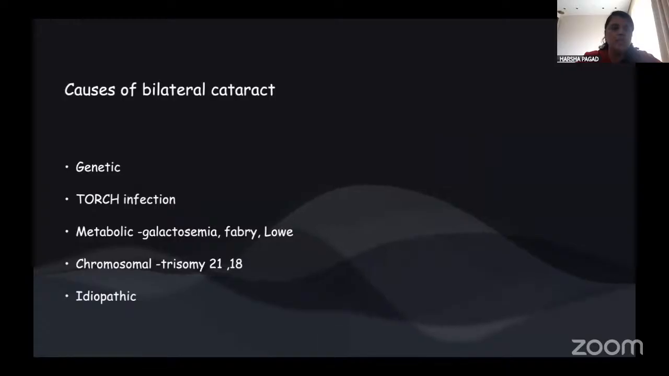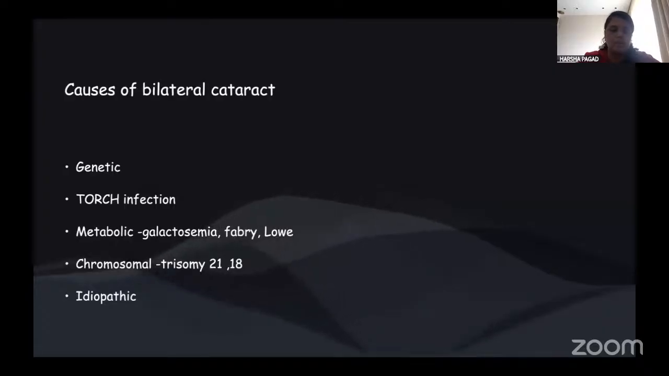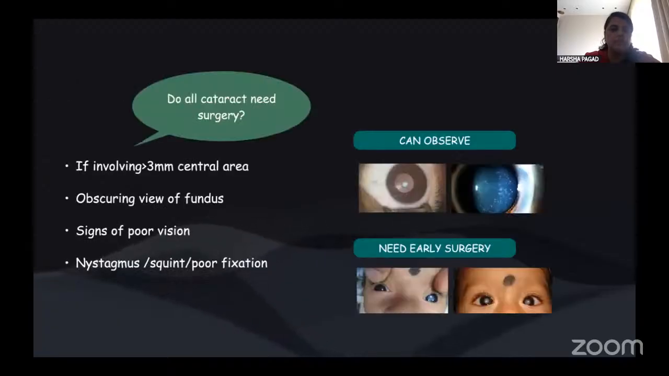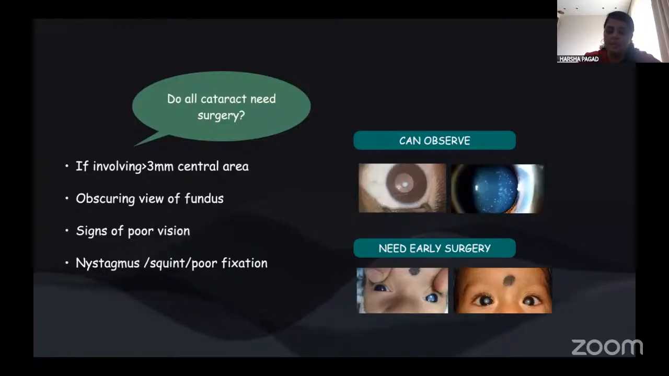So any child with bilateral cataract, we usually do all these tests: the inborn errors of metabolism and TORCH infection, and chromosomal anomalies if we are seeing dysmorphic features. So the question is, do all cataracts need surgery in infants? Yes. If they are involving more than 3 millimeters of the central lens, then it definitely needs intervention, because it can later lead to amblyopia or the lazy eye.